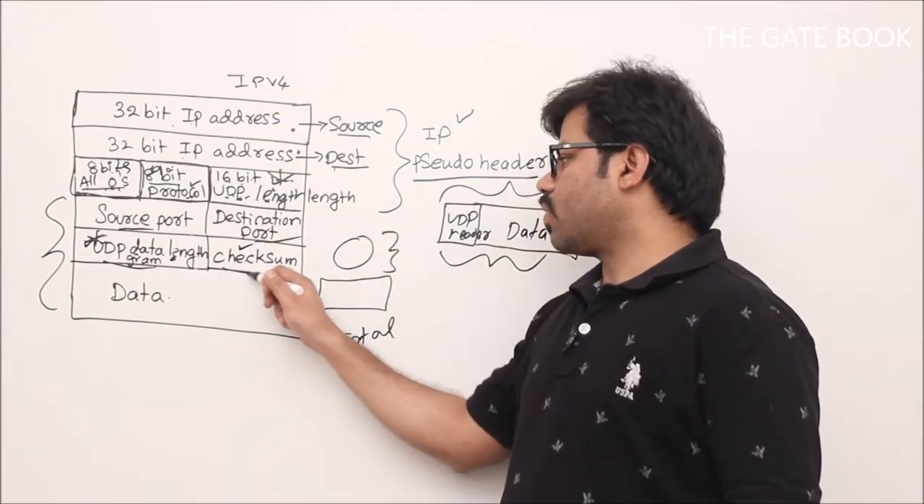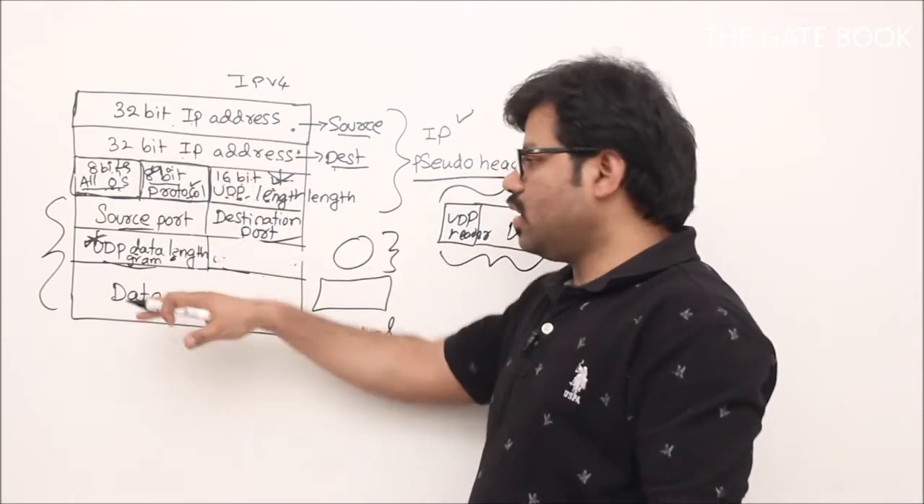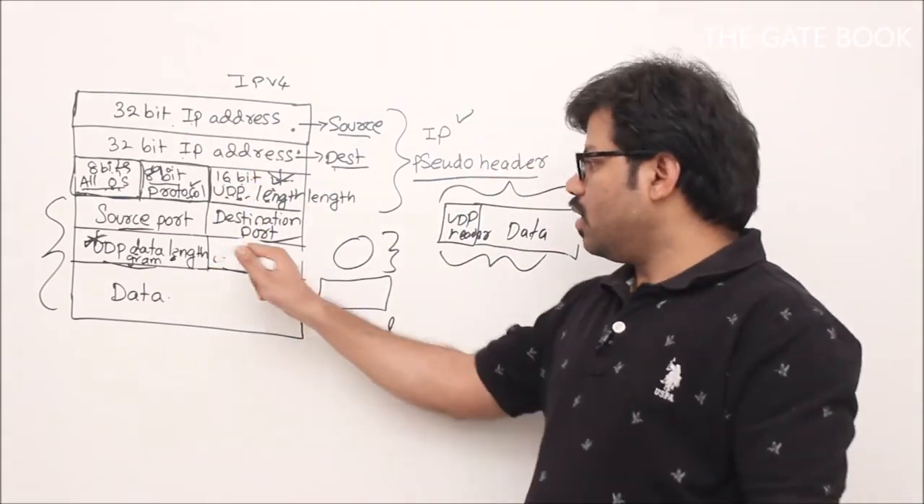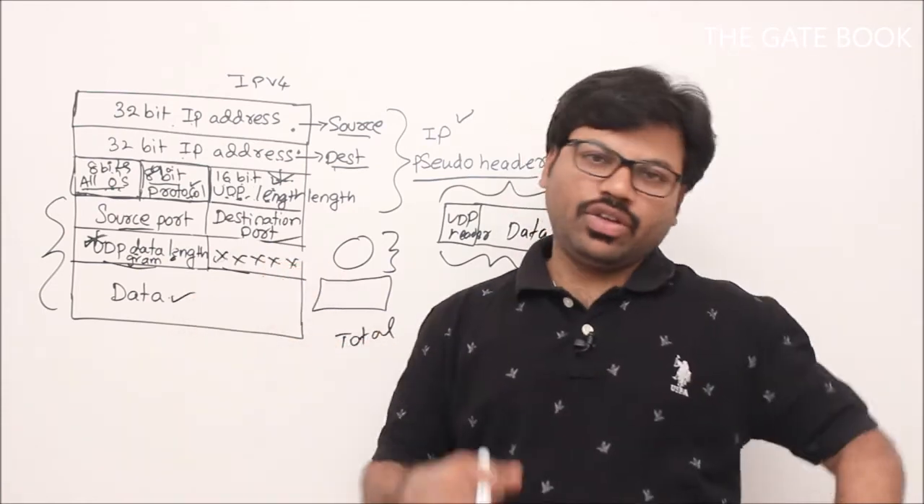Then the checksum. Here the checksum will initially be 0. Once you calculate the checksum of all these, as I already told you how to calculate it, then these bits will be filled. Now data. The data is nothing but your UDP data.